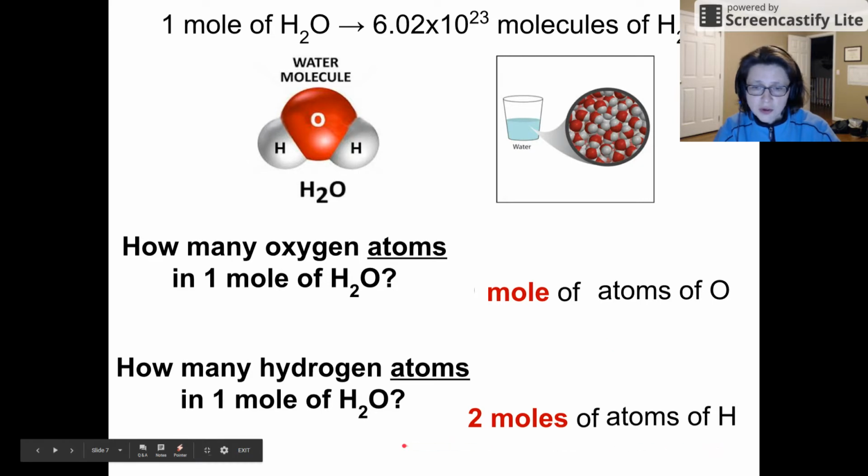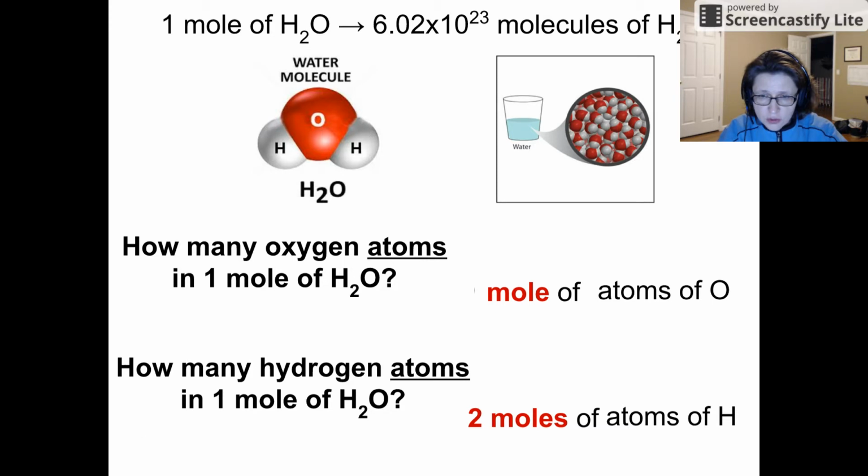And this is the trouble that students usually find difficult to wrap their heads around. 2 moles of atoms of hydrogen and 1 mole of atoms of oxygen create 1 mole of water.